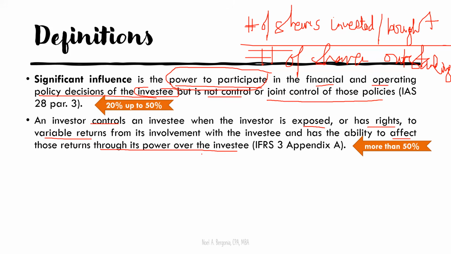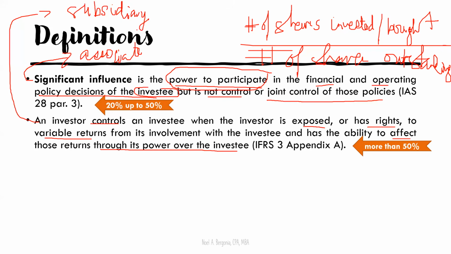Okay, so technically, pag may significant influence ka, you will be known as associate. Okay? Associate po yung tawag natin dyan later. And then, kapag may control ka naman, you will be known as, tinatawag natin na subsidiary. Subsidiary. Ayan, no? So, ayan po ha, mamaya those terminologies will be used, no? Again, the associate has the significant control, power to participate, and then the subsidiary will have the control.